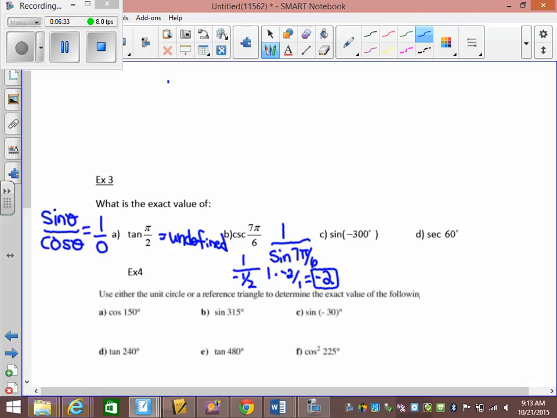Sine of negative 300. If I drew negative 300, it would be 60 short of the x-axis because this is negative 360 and this is negative 270. What coterminal angle on the unit circle would match negative 300? Yeah, 60. So technically we have 60 degrees here. They want sine of 60. Sine of negative 300 is sine of 60.